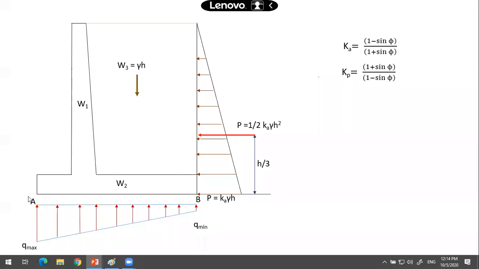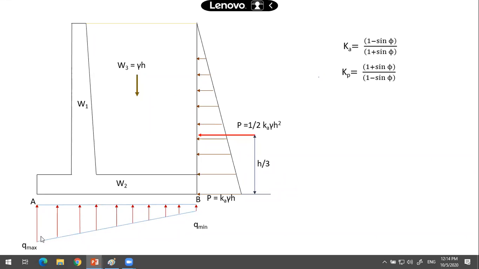The length of the toe slab and the length of the heel slab will all affect this pressure distribution at the bottom of the base slab. These variations, Q max and Q minimum, will all be affected by the projection of the toe slab and the heel slab. The variation will be like this, in this form.